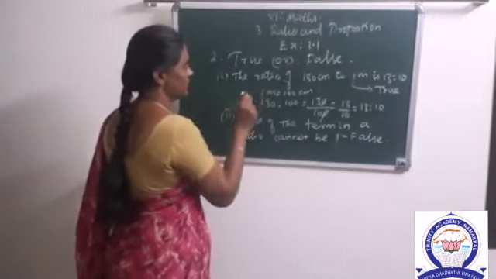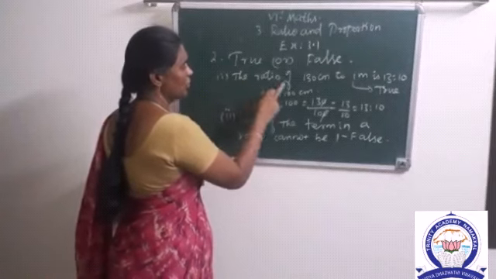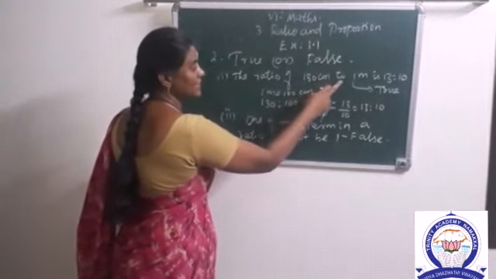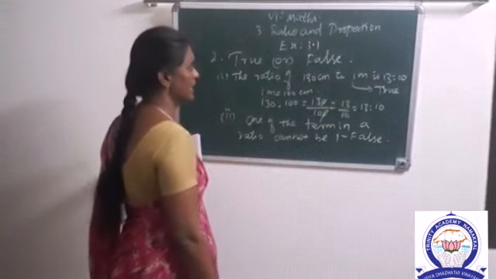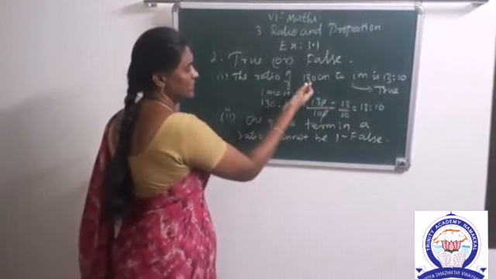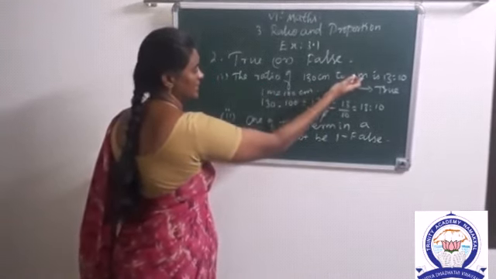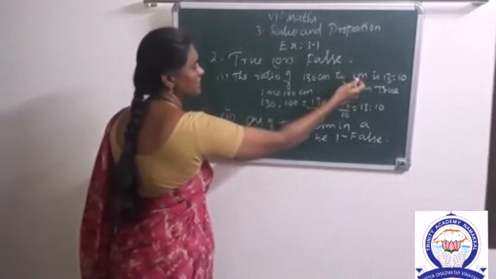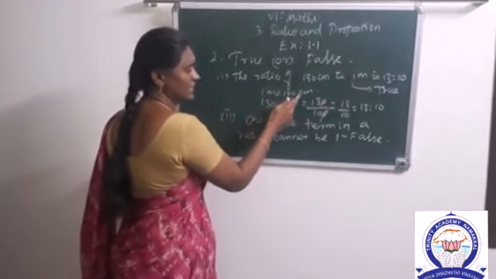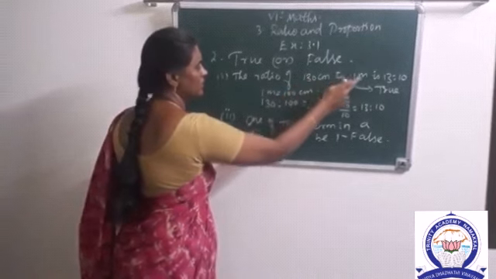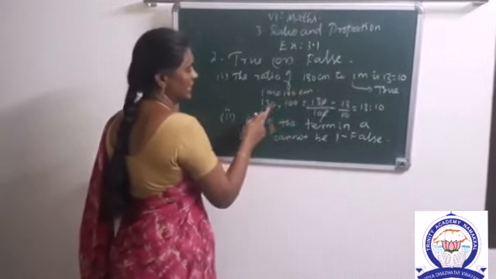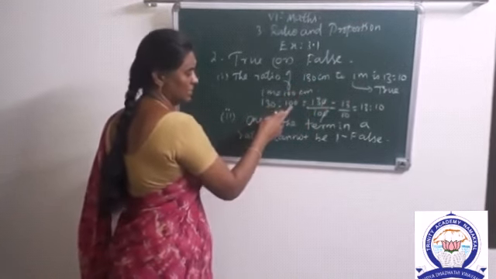Next, true or false? See here, the ratio of 130 centimeter to 1 meter is 13:10. Now we check. See here, the first one is centimeter, second one is meter. So we convert this meter into centimeter. So 1 meter is equal to 100 centimeter. Now we write 130 centimeter to, here 1 meter is 100 centimeter. We write in the ratio form 130:100.